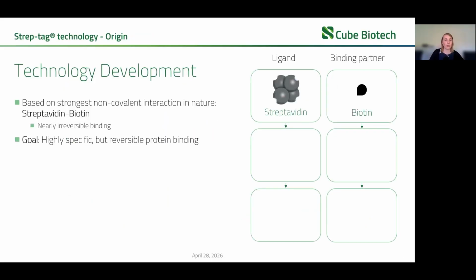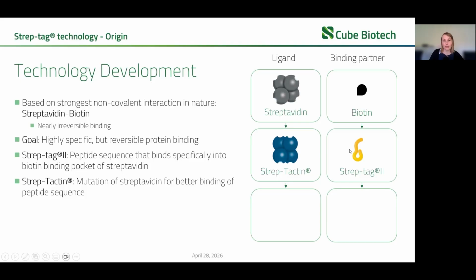I will start now with the origin of the Strep tag technology, which also will give you an idea why there's so much confusion around it, because the systems are really strongly connected to each other. So the Strep tag technology is actually based on the streptavidin biotin interaction, which is one of the strongest non-covalent interactions found in nature, which is of course great if you want to immobilize your protein. But it comes with limitations if you, for example, want to use it for purification, because it's really nearly irreversible. So the goal was to have really a highly specific system, but that is still reversible.